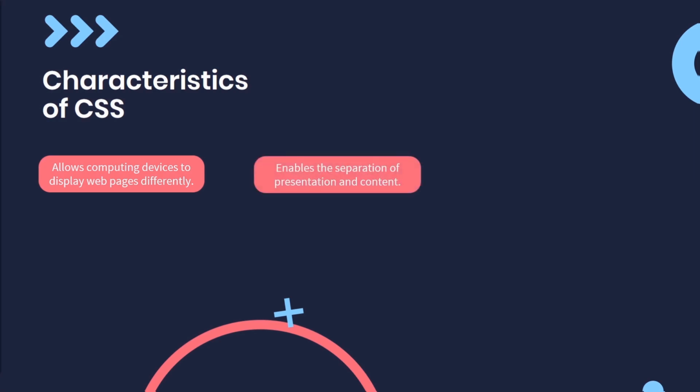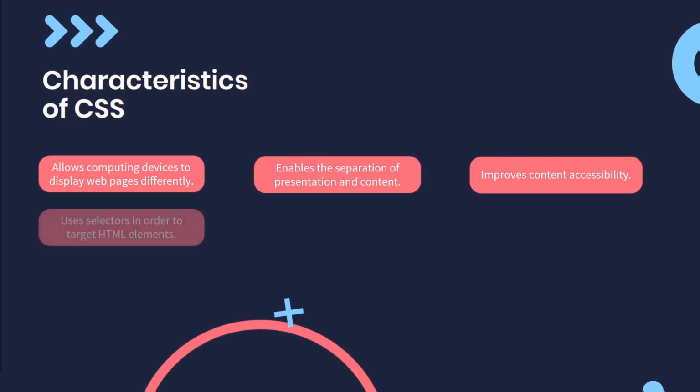Furthermore, it also enables the separation of presentation from content, and this includes things such as the layout, the colors, the fonts, the borders, and what have you. Okay, and then also it improves content accessibility, and this goes back to the very first point we made. If you can accommodate various devices, you can actually reach a larger user base for your website or your web platform. And then it also uses selectors in order to target HTML elements.